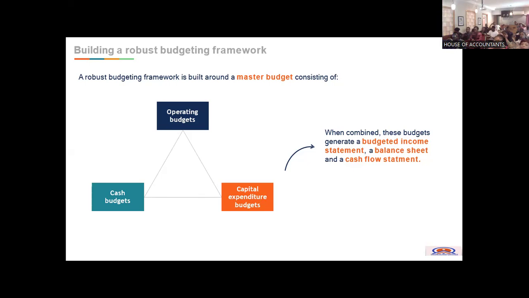Sorry, sir. How about the department that doesn't generate revenue? That will be a cost center. We have cost center, we have profit center, we have investment center. So it depends on which one you are working on. Are we good to go?